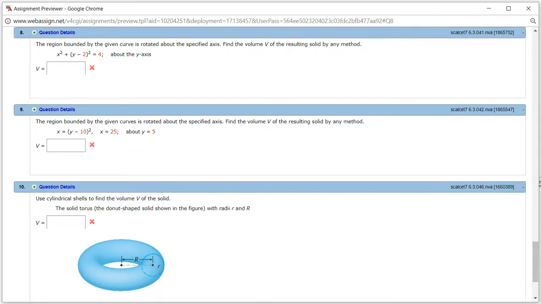Alright, let's look at homework 6.3, problem number 8. We want to find the volume of the solid obtained by rotating, it looks like a circle, about the y-axis. So let's do that.